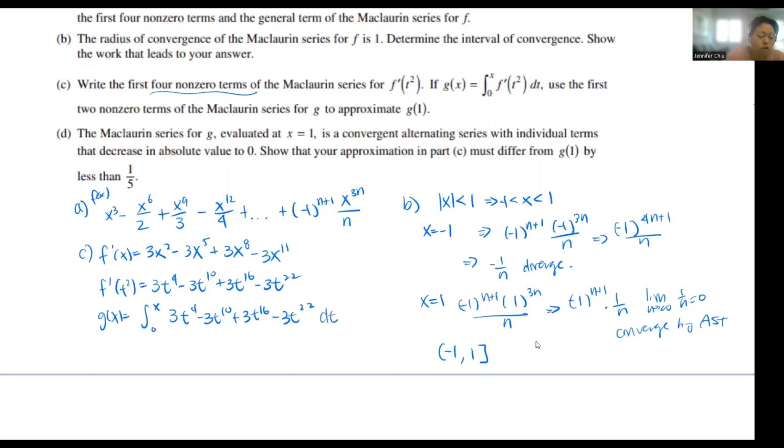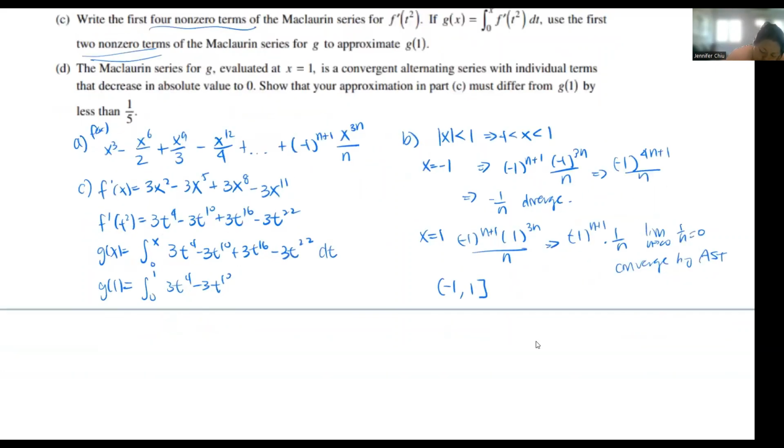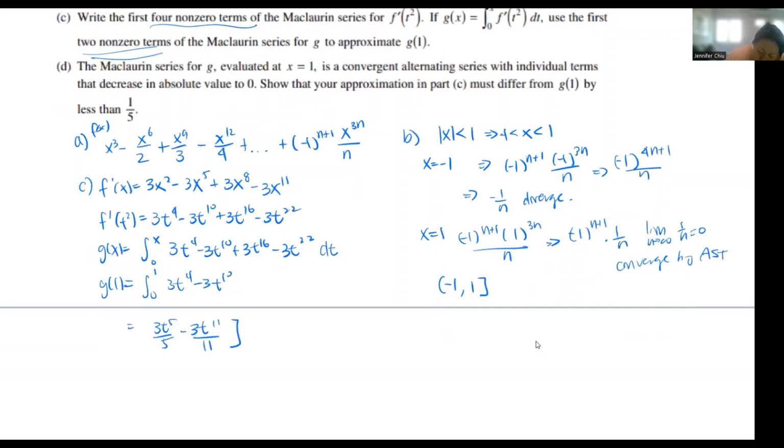Okay. All right. So then it says g of 1. So g of 1, that's what we're tasked to do. That means the integral from 0 to 1 of this. And now it says only use the first 2 non-zero terms to find this integral. So we're actually cutting our work down a lot, right? So that will give us 3t to the 5th over 5 minus 3t to the 11th over 11. Integrate from 0 to 1.